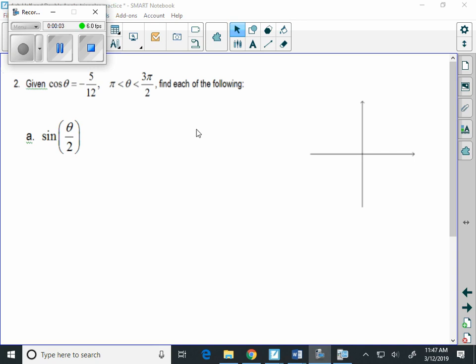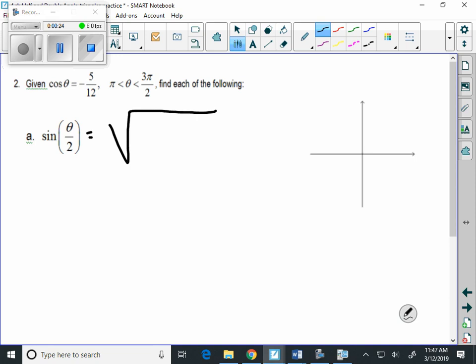Given cosine of theta equals negative 5/12 and theta is between pi and 3 pi over 2, find each of the following. Well, the good news on this problem is that we're given cosine. And if we look back to our formula of the half angle of sine, that formula is plus or minus the square root of 1 minus the cosine of theta divided by 2. So at least for now, I know we still have to do the tangent of theta over 2, but right now we don't even need to draw a picture over here.